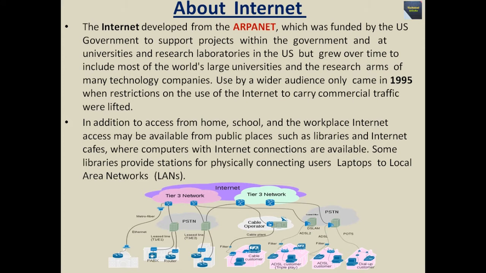Use by a wider audience only came in 1995 when restrictions on the use of internet to carry commercial traffic were lifted, right? In addition to access from home, school and workplace, internet access may be available from public places such as libraries and internet cafes where computers with internet connections are available. Some libraries provide stations for physically connecting users' laptops to local area networks, right?